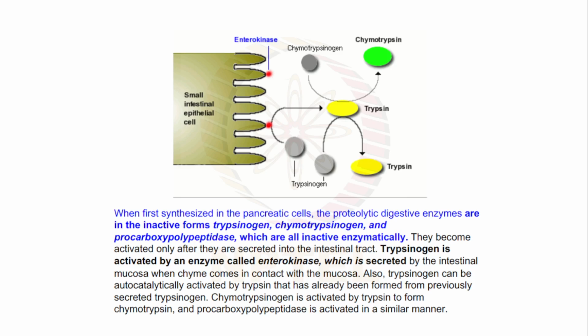Intestinal mucosa. So when all these enzymes come into the intestinal tract, first of all, what converts trypsinogen into trypsin? Enterokinase. Enterokinase is an enzyme which is secreted by the intestinal mucosa, and it is secreted on stimulation by the chyme which is coming in contact with the mucosa. Also, trypsinogen can be automatically activated by trypsin. Once it gets activated, it will activate other molecules, and chymotrypsinogen is activated by trypsin to form chymotrypsin, and procarboxypolypeptidase is activated in a similar manner. So, enterokinase activates what? Trypsin. Then this trypsin activates chymotrypsin and carboxypolypeptidase.